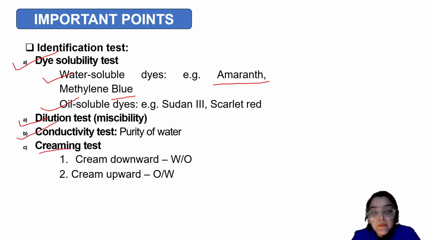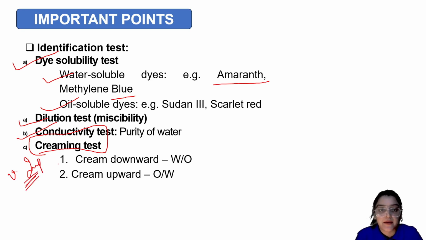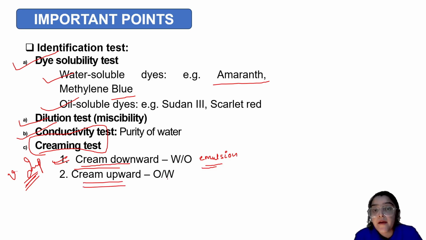Another test is your creaming test. Okay students, very important questions have already been asked, but yes, they can be repeated again, right. So in case of the emulsion, in case of downward creaming, it is observed that the type of emulsion is the water in oil type emulsion. In case the creaming is upward, it will indicate that the emulsion is the oil in water type emulsion. Students, very important test. We have seen the fluorescence test, the dilution test, the dye solubility test, the conductivity test. Another one was your creaming test.